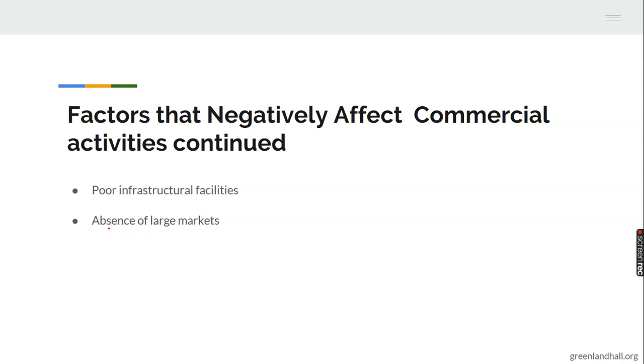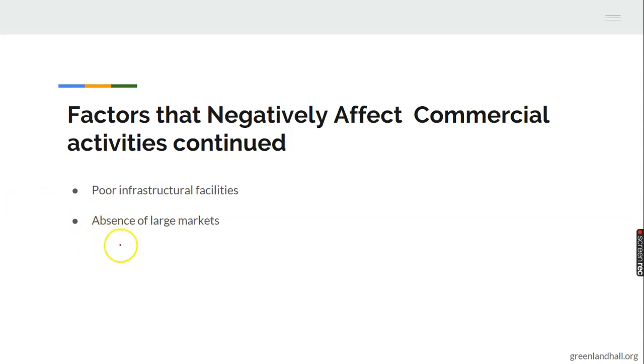Then we have poor infrastructural facilities. The development of infrastructural facilities was also at the lowest level, and as such, it equally limited the level of commercial activities that could come up.